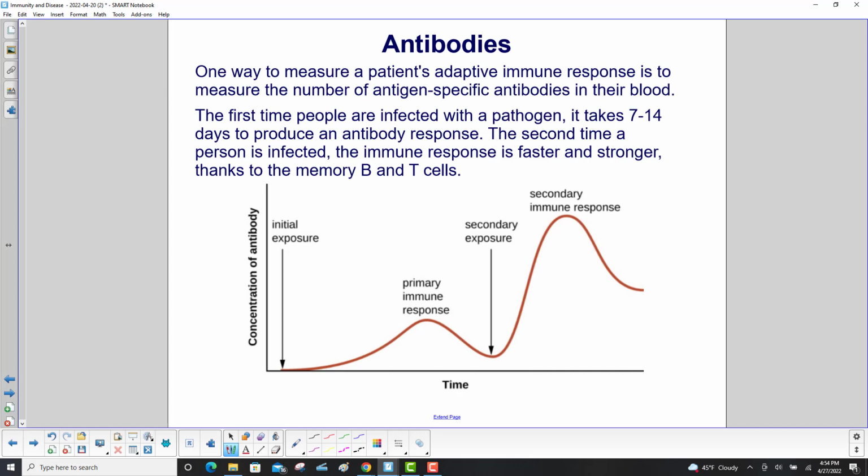One way to measure a patient's adaptive immune response is to measure the number of antigen-specific antibodies in their blood. The first time people are infected with a pathogen, it takes 7 to 14 days to produce an antibody response. The second time a person is infected, the immune response is faster and stronger thanks to the memory B and T cells. So here's our concentration of antibodies, and here's time. For the first exposure, it takes a while before it gets going, and then it doesn't get very high. If you get hit again with the same pathogen, watch this. It responds almost immediately and much higher, creates many more antibodies.